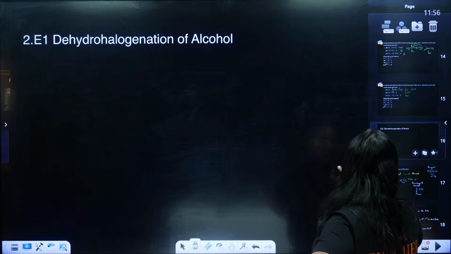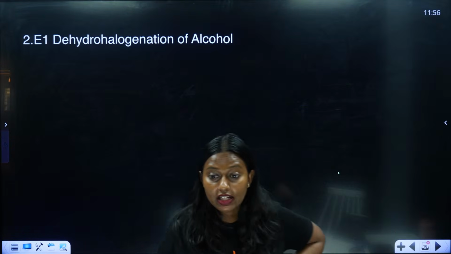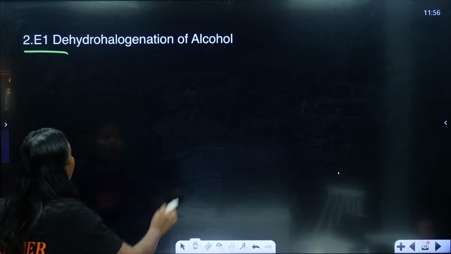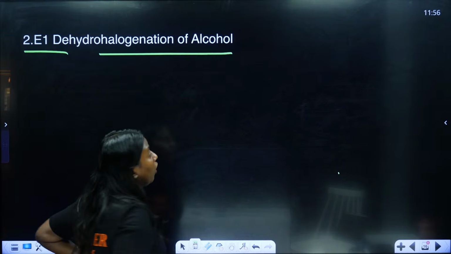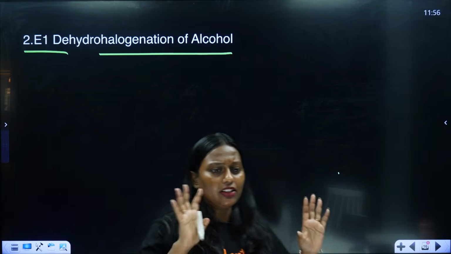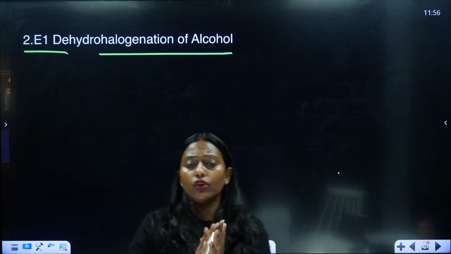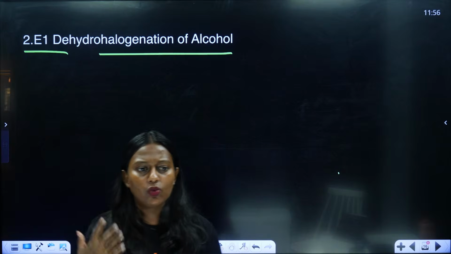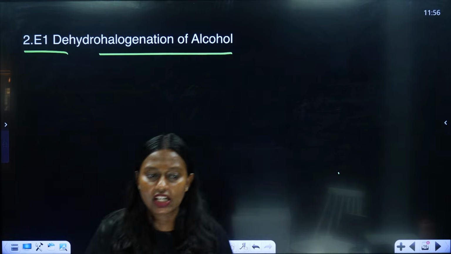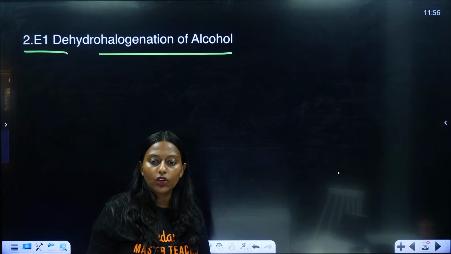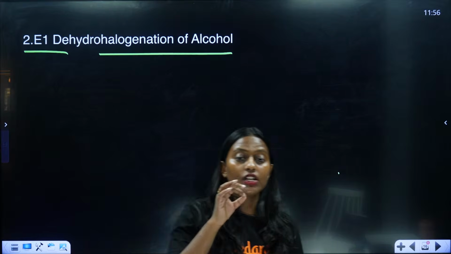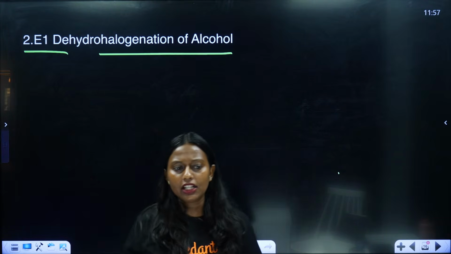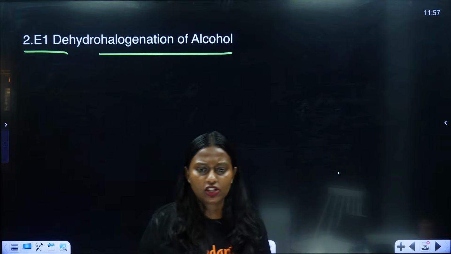Then we are moving to the next elimination reaction, that is E1. E1 dehydrohalogenation of alcohol. We are treating this reaction with the alcohol. So here you can see dehydrohalogenation. So tell me guys, what is dehydrohalogenation? Tell me quickly in the chat box.